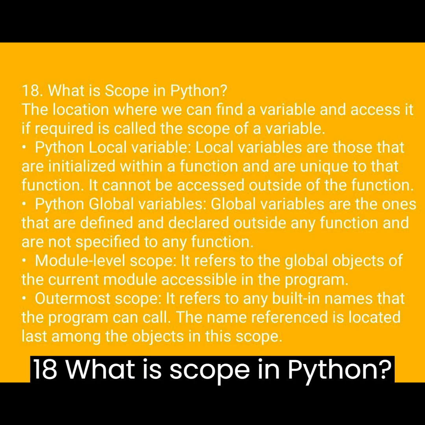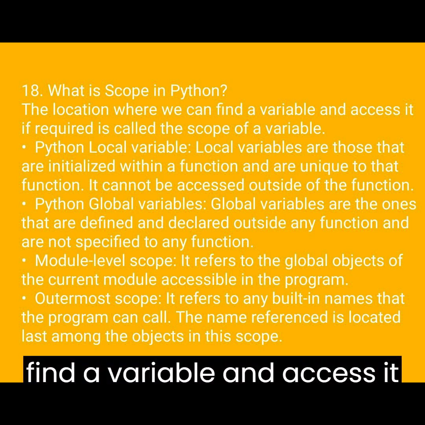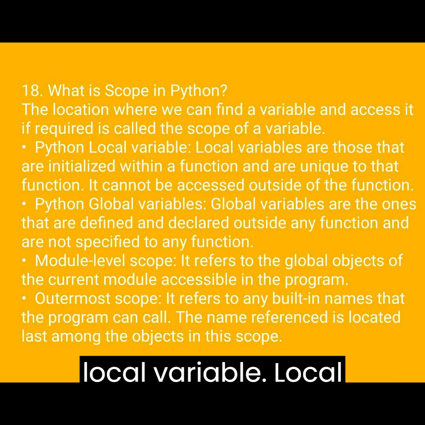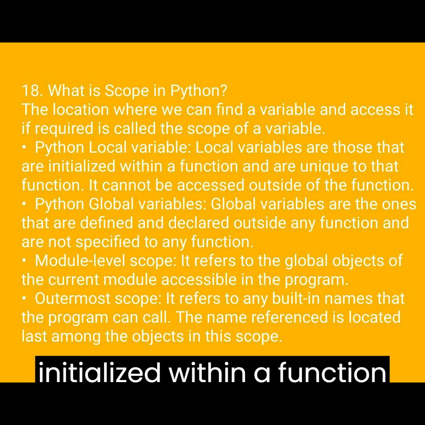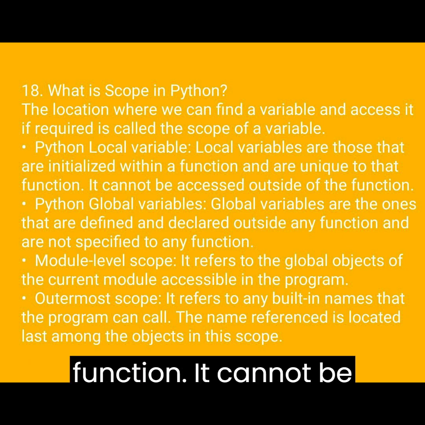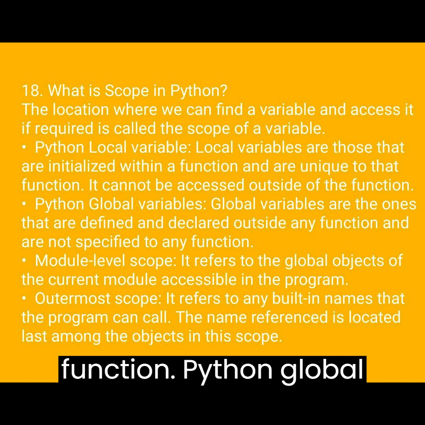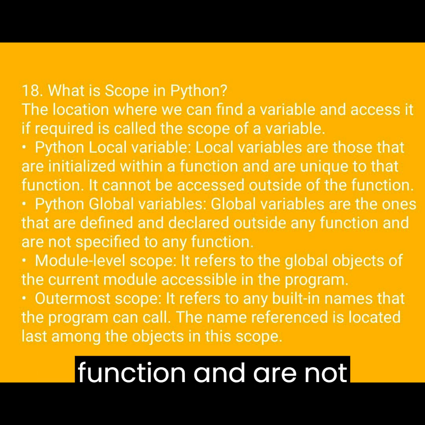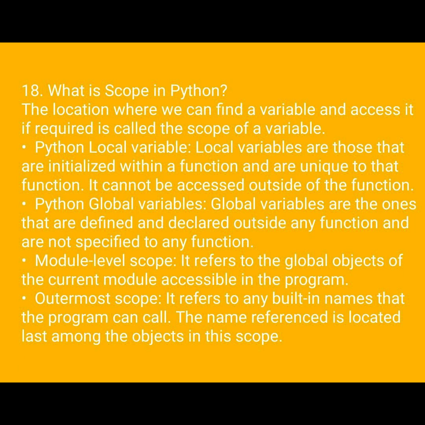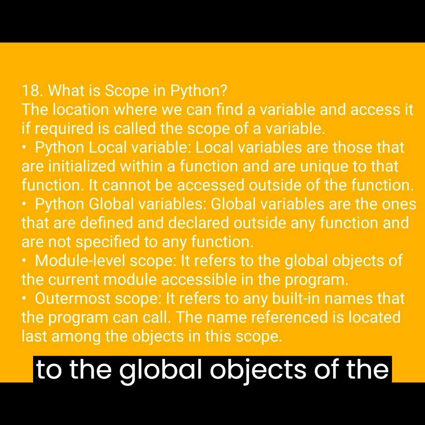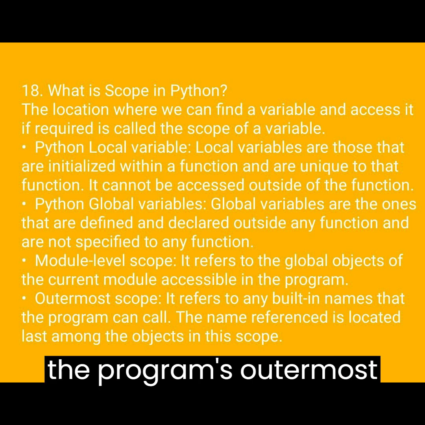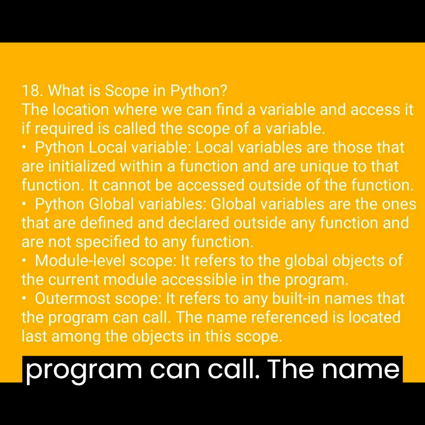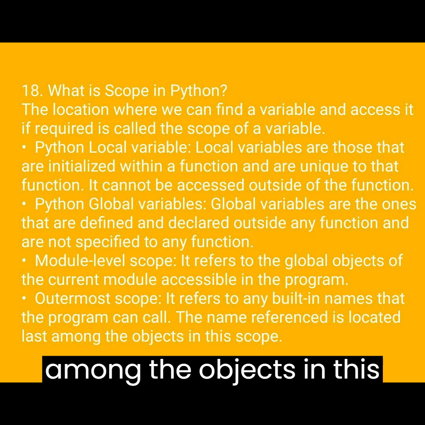18. What is scope in Python? The location where we can find a variable and access it if required is called the scope of a variable. Python local variable. Local variables are those that are initialized within a function and are unique to that function. It cannot be accessed outside of the function. Python global variables. Global variables are the ones that are defined and declared outside any function and are not specified to any function. Module level scope. It refers to the global objects of the current module accessible in the program. Outermost scope. It refers to any built-in names that the program can call. The name referenced is located last among the objects in this scope.